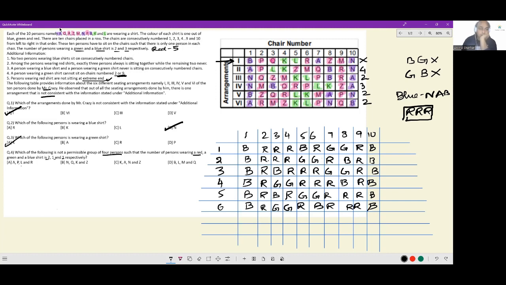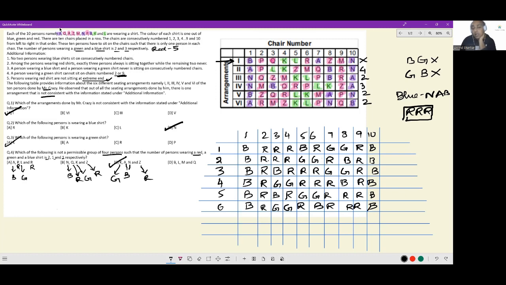So see, L is green. This is green. This is blue. The remaining two are red and red. So this is permissible. This is blue. This is green. Q and Z were red and red. So this is permissible. A and N were both blue. We needed only one blue person. This is green. This is red. So this is the not permissible group.